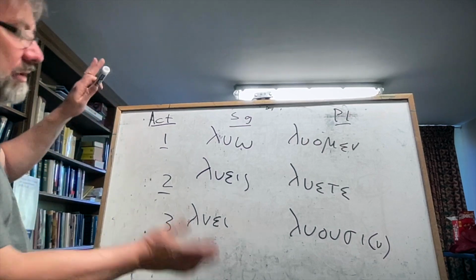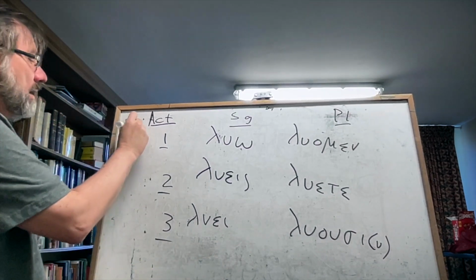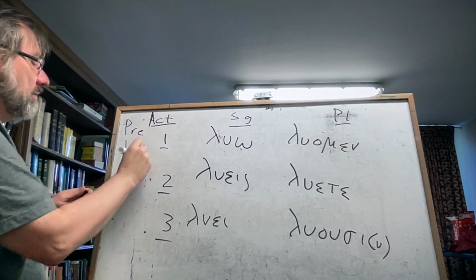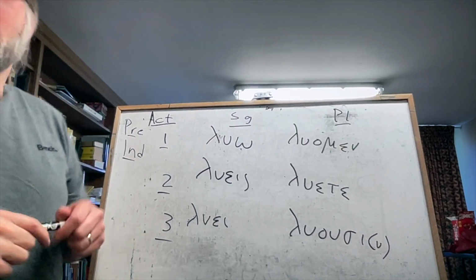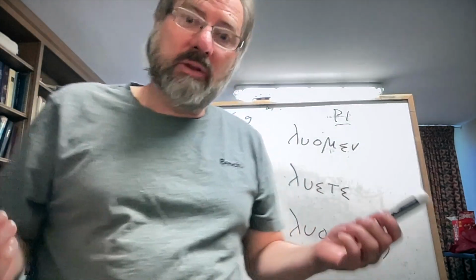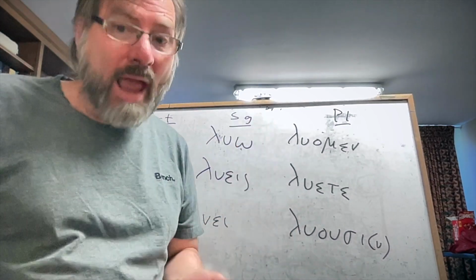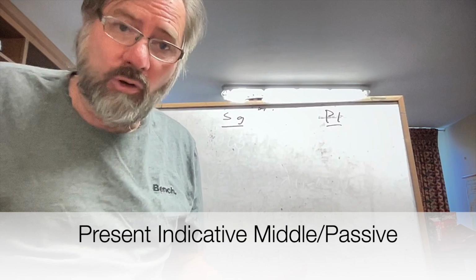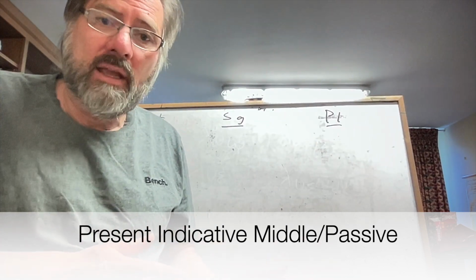So those are the forms of the present indicative active. Okay? And now we're going to move on and talk about the present indicative middle and passive. Okay, we've seen the active forms. Now we're going to go over the middle and the passive forms.